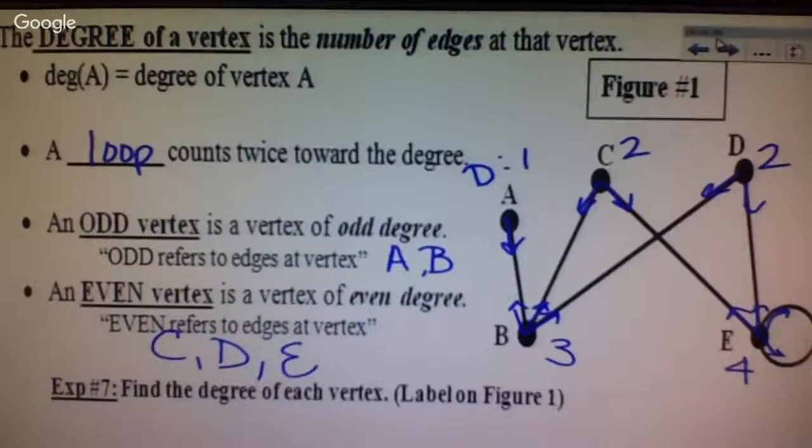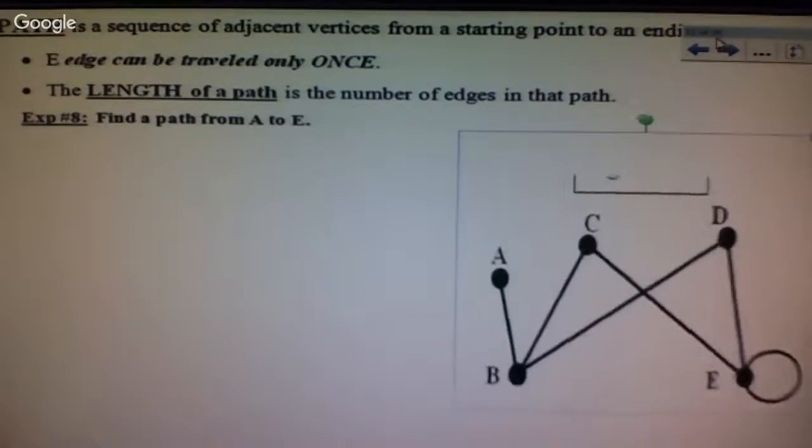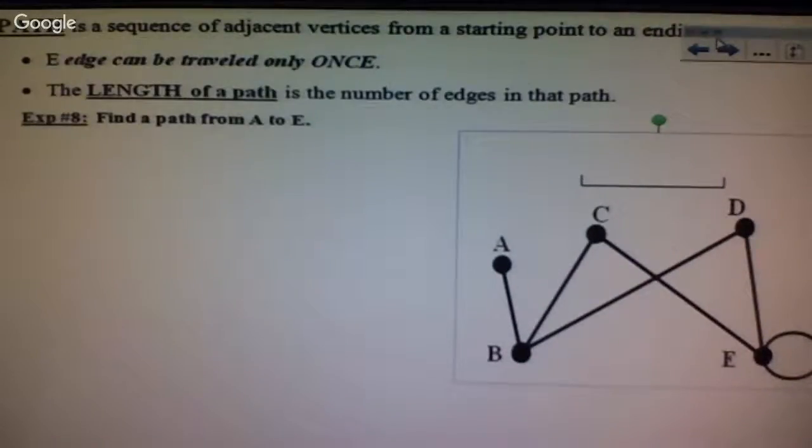All right, a path. Okay, a path is a sequence of adjacent vertices from a starting point to an ending point. So in other words, I need to be able to start at a dot, trace my lines without picking up my pencil, and end at another dot where they tell. Okay, every edge can only be traveled once. So once I go down an edge, I can't return back up that edge. It's a no-go. These are one-way streets.